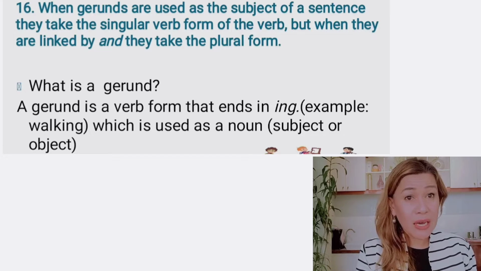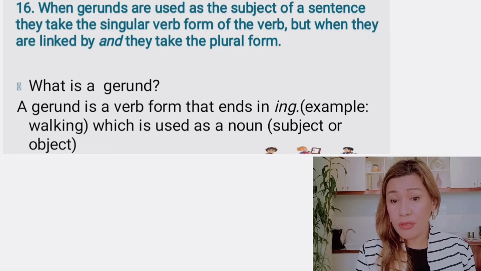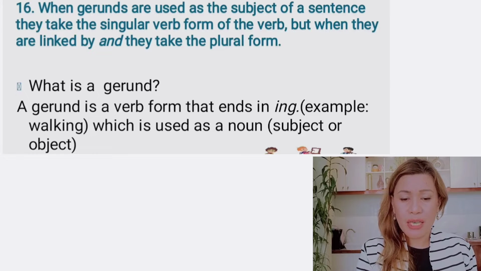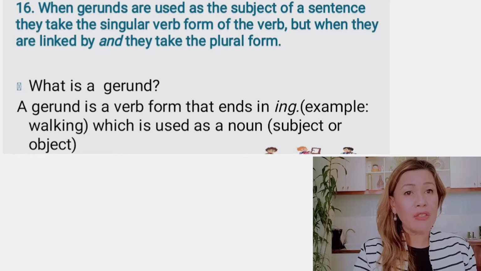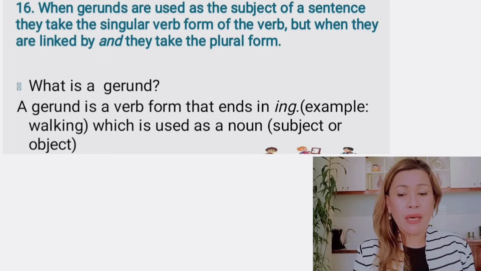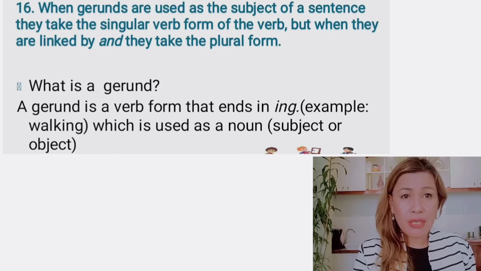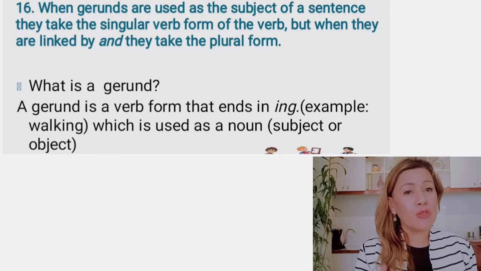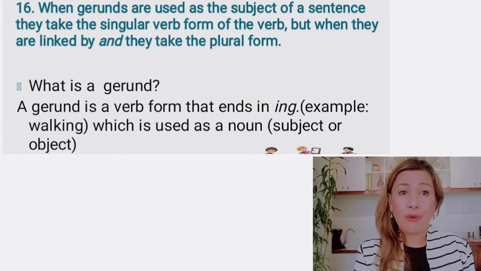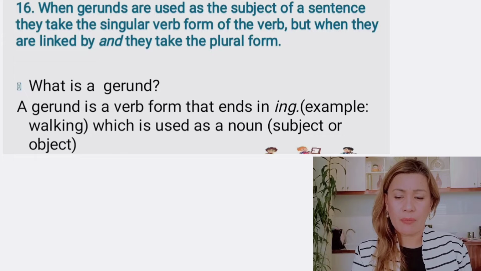So, if it is used as a noun, it can be used either as a subject or the object of the sentence. So, with respect to subject and verb agreement, you can use gerund as your subject. If you have one gerund as your subject, your verb there is singular. If you have two gerunds, then your verb will be plural.